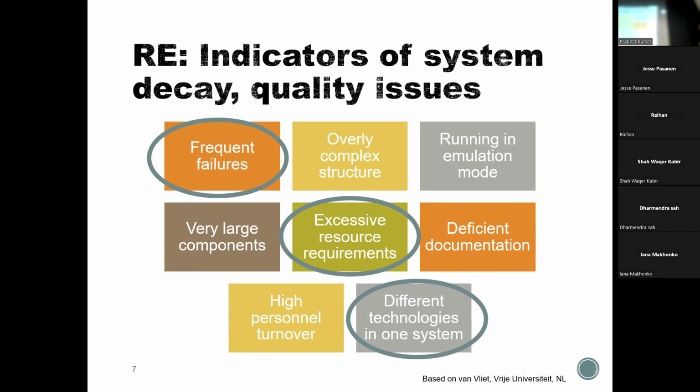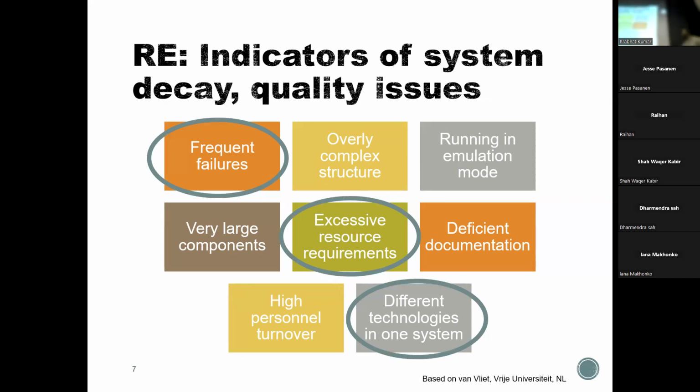The first one is frequent failure. If there is frequent failure, the question comes to the reliability of the software. For example, if by passage of time there are multiple failures that the users are encountering in the software which was developed, then we can say the software is not reliable, right?